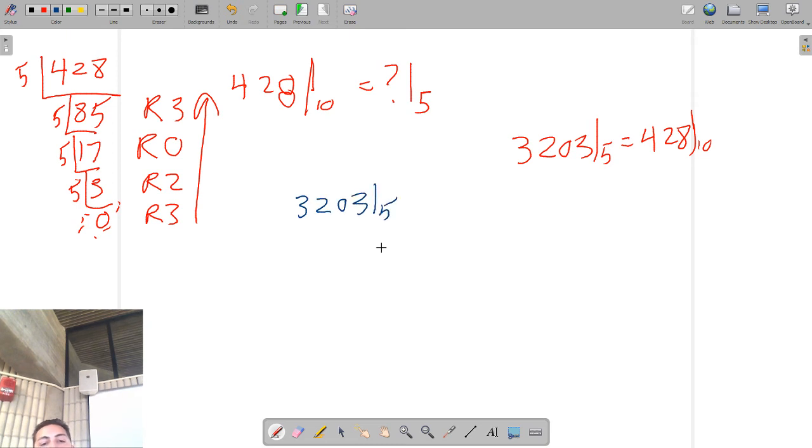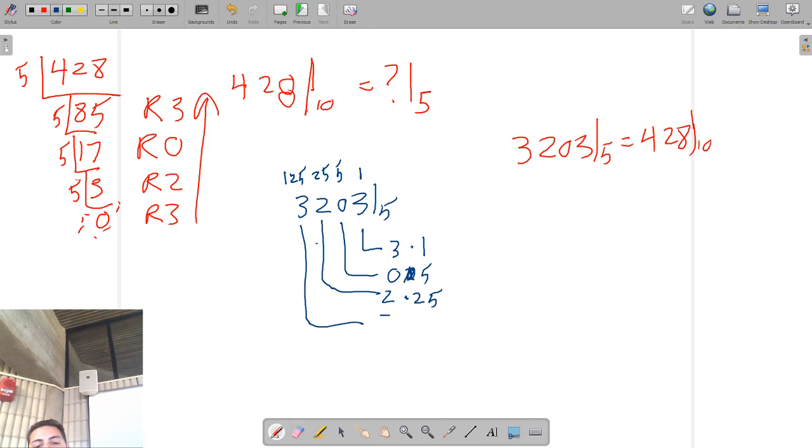3203 base 5, all we have to do is write down all the powers of 5. So this is the 1's place, the 5's place. What's the next place? The 25's, and the place after that, the 125 place. So we'll take 3 times 1, 0 times 5, 2 times 25, 3 times 125. So 3 times 1 is 3. That's 0. 2 times 25 is 50. 3 times 125 is 375.